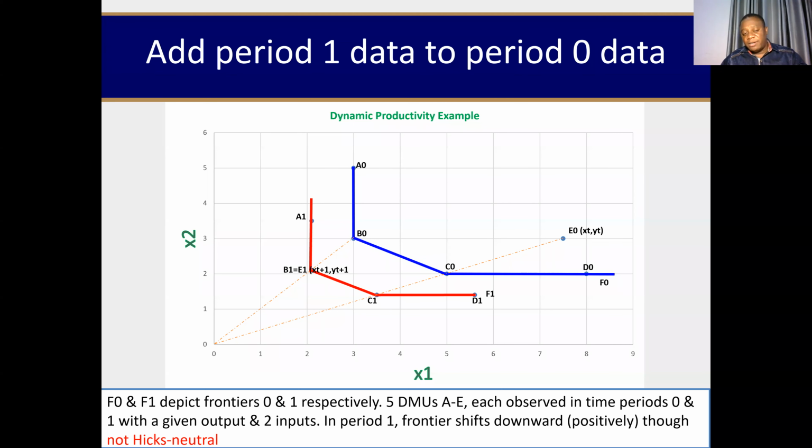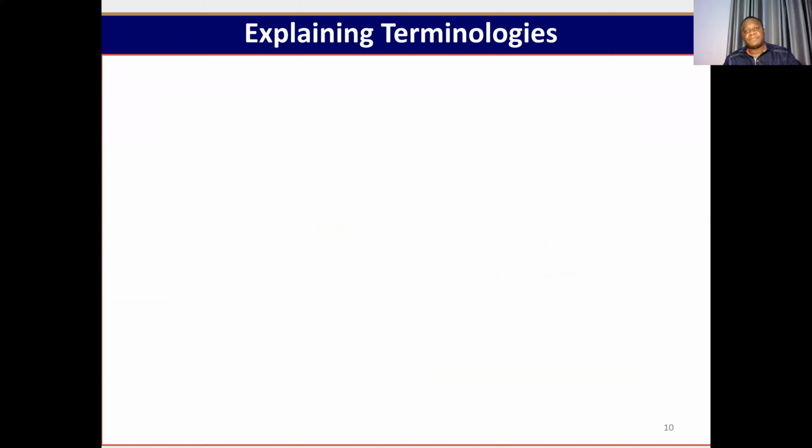So F1 depicts the frontier in year 1, and F0 in year 0. One of the DMUs is inefficient in year 0. In year 0, one of the firms is inefficient, and I'm sure you can identify that it is E0. I've already spoken about the Hicks neutrality of the frontier. It is not Hicks neutral throughout. It is in some part, but it's not throughout because it's not parallel throughout.